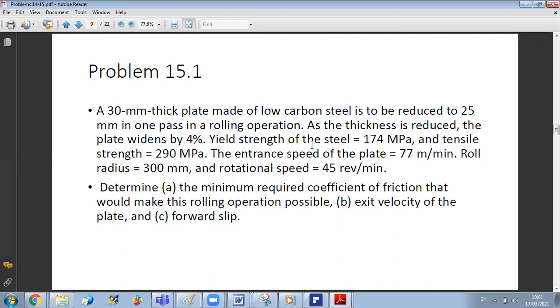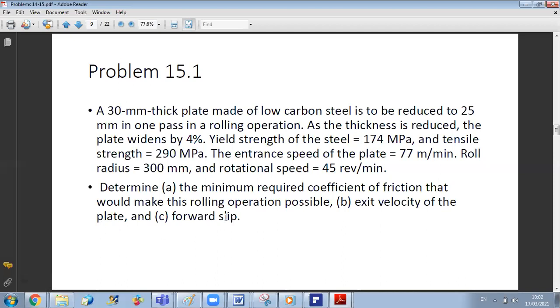The yield strength of the steel is given to be 174 megapascal, and the tensile strength is equal to 290 megapascal. The entrance speed of the plate is 77 meter per minute, and the roll radius is 300 millimeter, while the rotational speed is 45 revolution per minute. Determine the minimum required coefficient of friction that would make this rolling operation possible, and the exit velocity of the plate and forward slip.